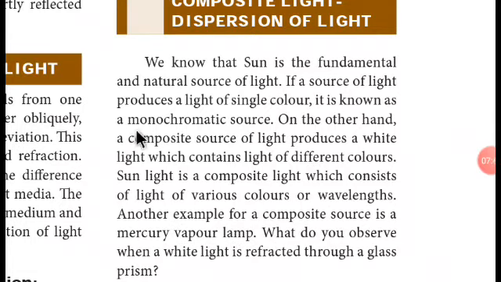In this paragraph, two words are very important. Monochromatic source is a single color light source, and composite source is a white light source, for example the sun or a mercury vapor lamp. You can write anything. Then, what do you observe when white light is refracted through a glass prism?